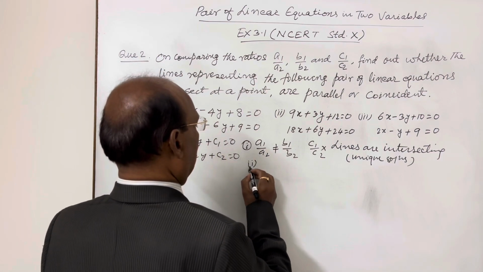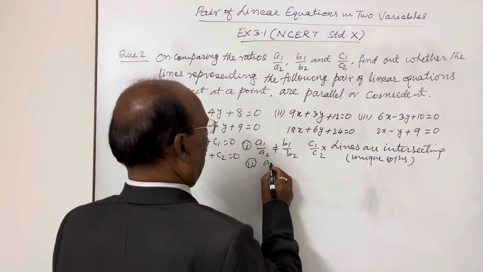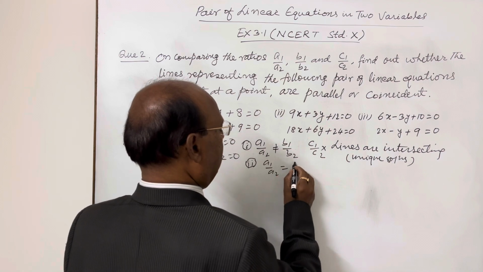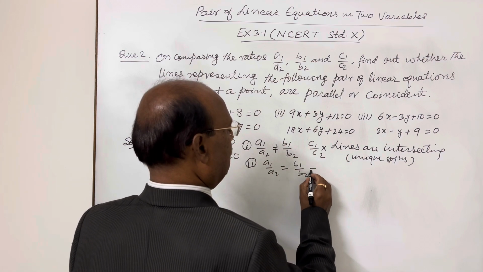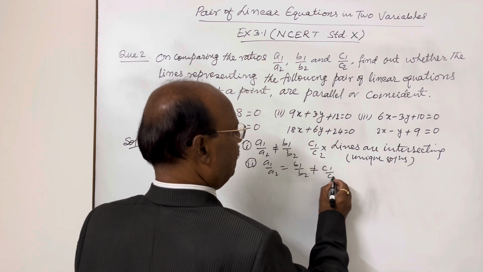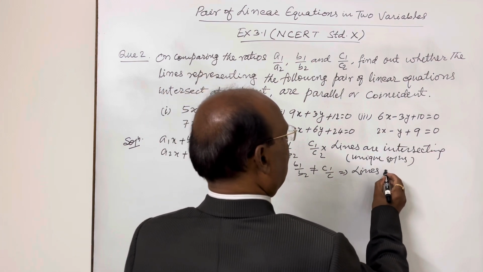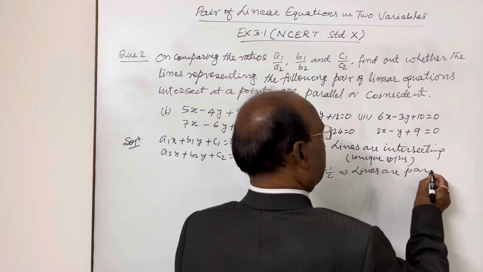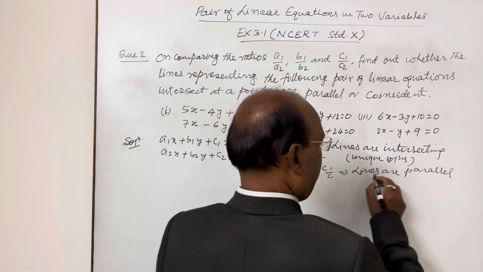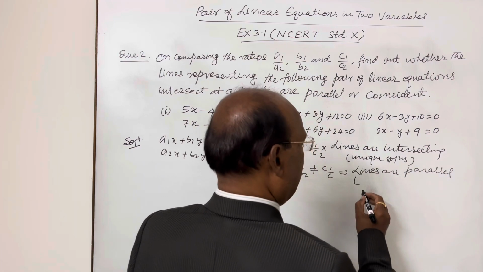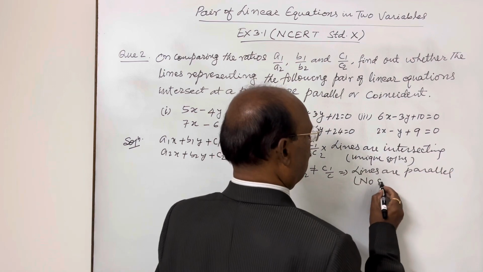Second condition: if a1 by a2 is equal to b1 by b2, but this is not equal to c1 by c2, in this case, lines are parallel to each other. Lines are parallel, and in this case, there will be no solution.